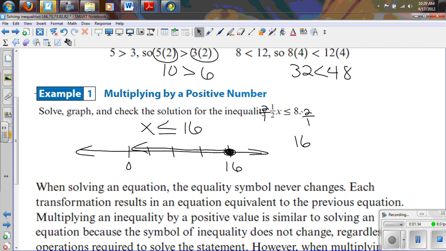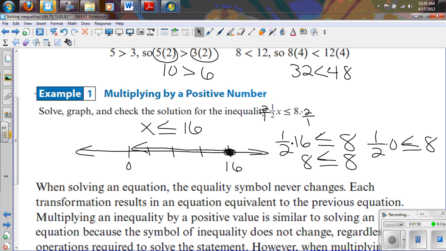16 times 1/2, put that back into the original inequality, is less than or equal to 8, and so half of 16 is 8, so 8 is equal to 8. So that is true. And then we can check some other number like 0. 1/2 of 0 has to be less than or equal to 8. And 1/2 of 0 is 0, and 0 is less than or equal to 8. So we know we're going in the correct direction there.